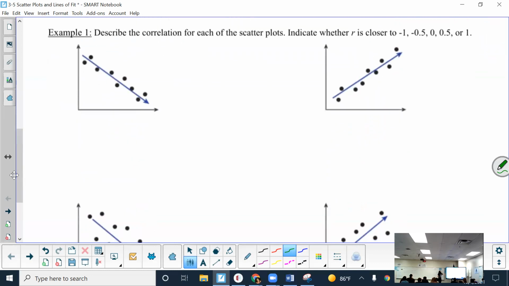All right, so then down here, we're going to describe the correlation and estimate the R value. So how would you describe the first one? Is it positive, negative? Negative. Good. So it goes along with your slopes. I have a negative slope, then I have a negative correlation between the variables. Would you say that this is a strong negative correlation or a weak negative correlation? Strong. And why do you say that?